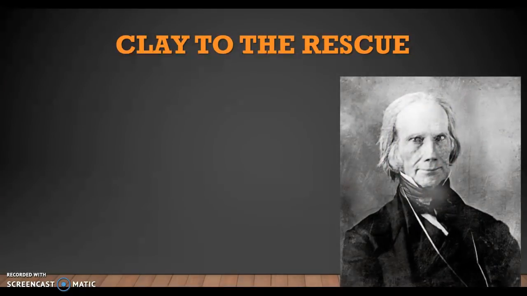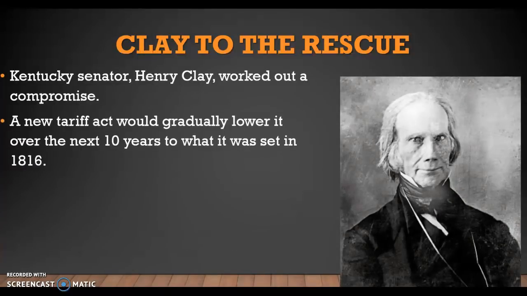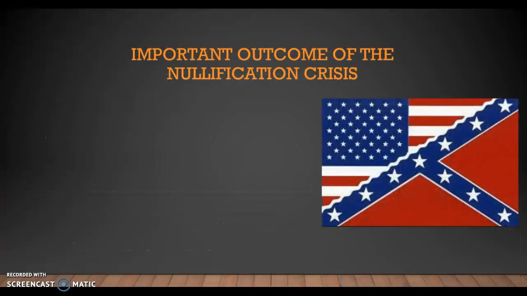So Clay to the rescue. And here's Henry Clay. That's the guy that, yes, the corrupt bargain we just talked about. Kentucky Senator Henry Clay worked out a compromise. A new tariff act would gradually lower it over the next 10 years to what it was set in 1816. Jackson agreed but didn't like it. He'd rather force South Carolina to back down, thought that they would be encouraged by their success and would try to leave the Union again. Well, they still went with it. They signed it. South Carolina backed down. Federal government backed down. But both of them claimed a victory on this one.